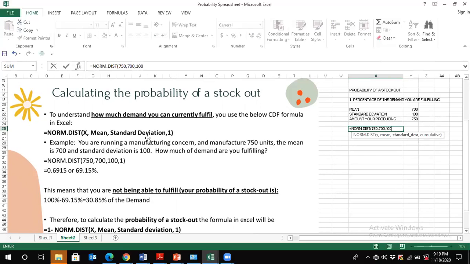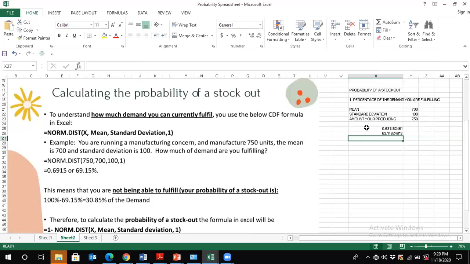And then you can see over here in the formula, it says cumulative. Basically, it's just reminding me to put in a 1. I'm going to close the bracket, and after that, I'm just going to press enter. And it gives me 0.6915. And if I want it in percentage terms, I'm going to take this value and multiply it by 100.